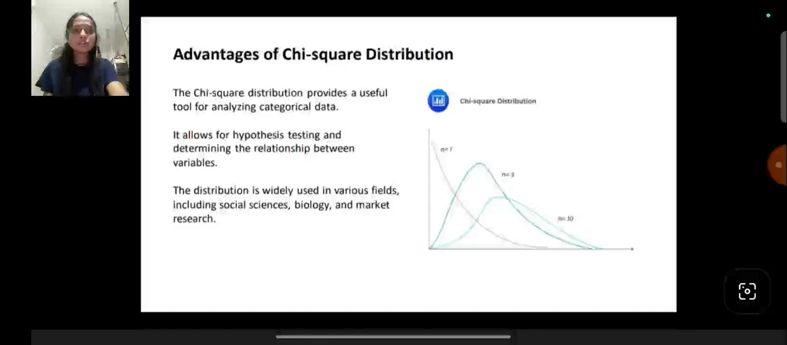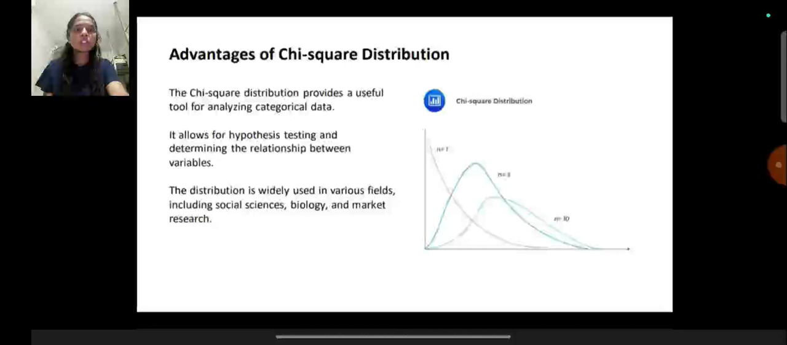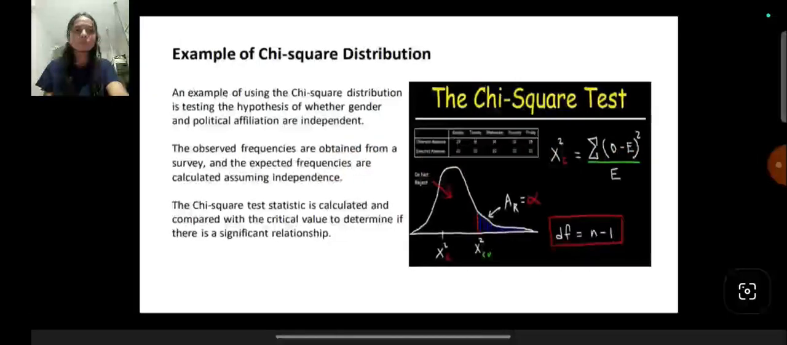And advantages of chi-square distribution. The chi-square distribution provides a useful tool for analyzing categorical data. It allows for hypothesis testing and determining the relationship between variables. The distribution is widely used in various fields including social sciences, biology and market research. And you can see next the example of chi-square distribution.